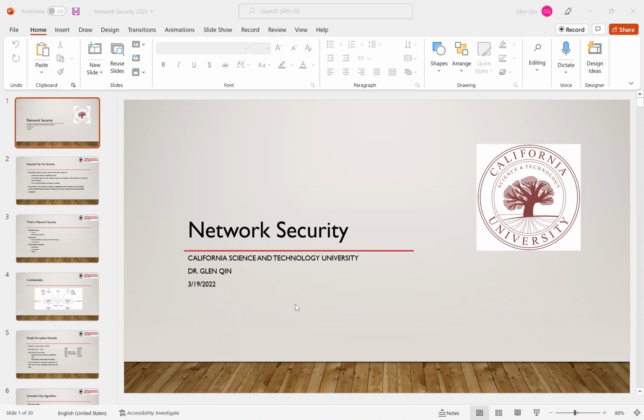So I'm going to cover just enough for you to understand why we need security and what kind of applications can be based on network security. Okay, so that's the goal. Make sure this goal is clear to everyone.